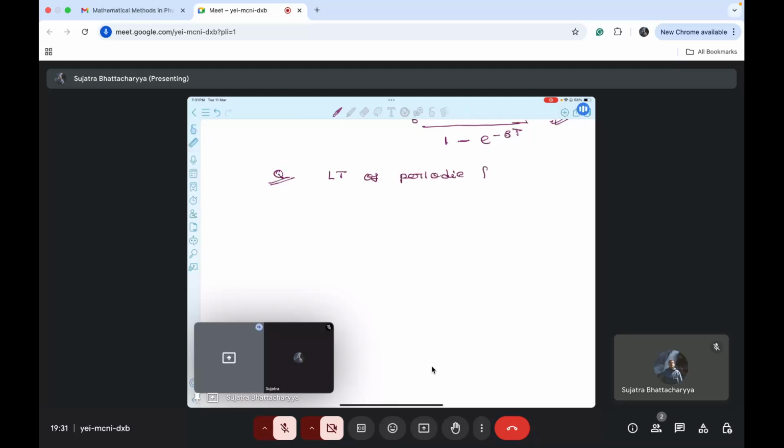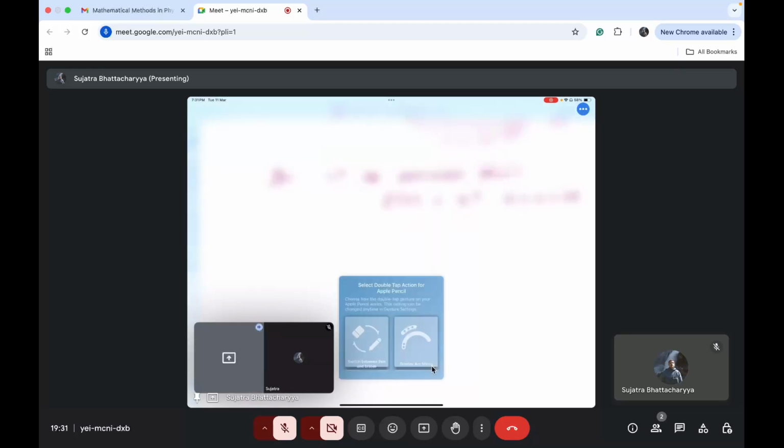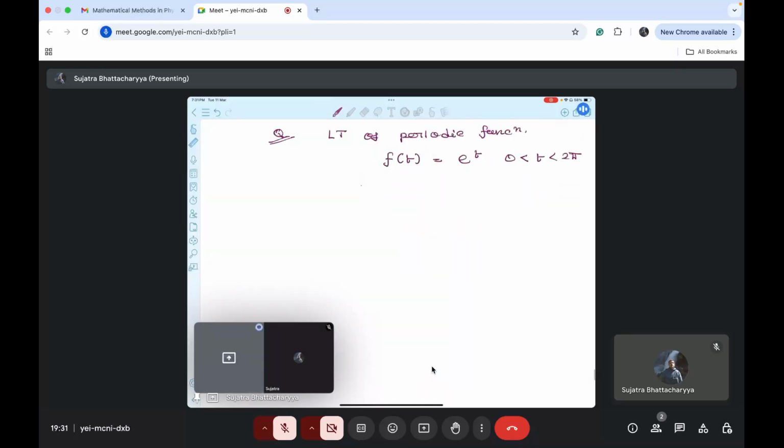and as you know, whenever a periodic function is mentioned, its period will also be given. So f of t is say e to the power t in 0 to 2 pi. The period is mentioned. So the Laplace transform of f of t I need to find out, and I know that for a periodic function it is 1 upon 1 minus e to the power minus s into T, where T is 2 pi, correct?